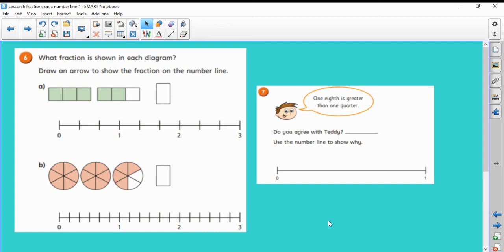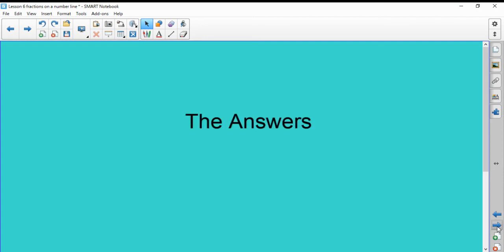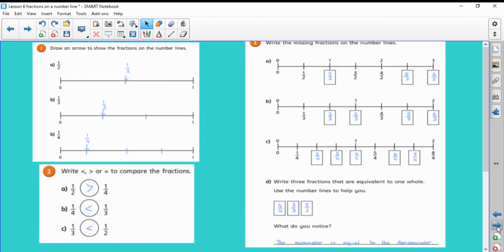And number 7, our last one, Teddy says that 1/8 is greater than 1/4. Can you use this number line to show whether he is correct or not correct? There's 0, there's 1. Remember to cut the number line into sections to show 8ths and quarters, and then you can compare. So here are the answers. Pause the video while you check your work.